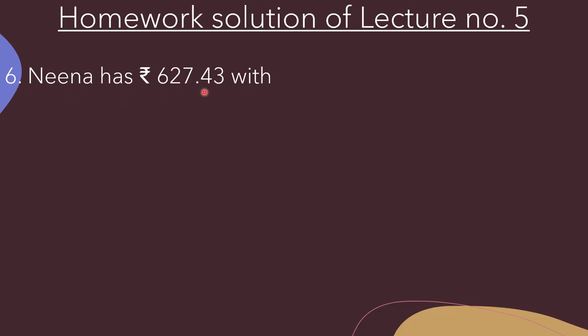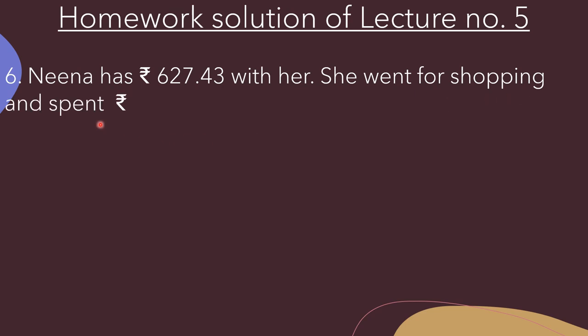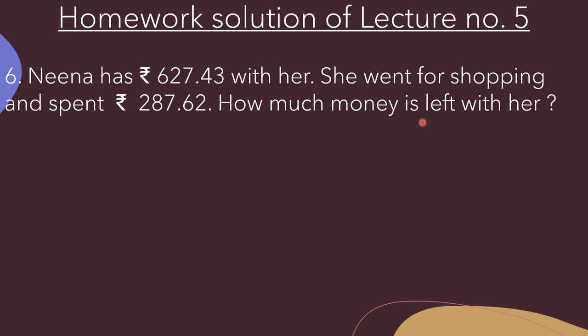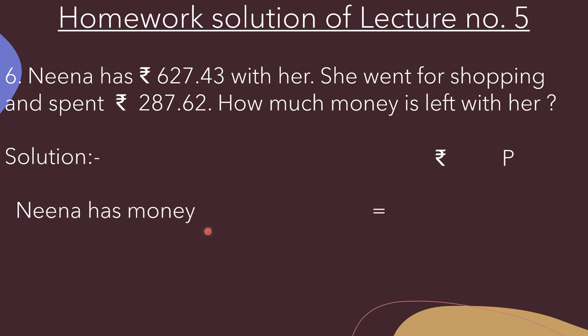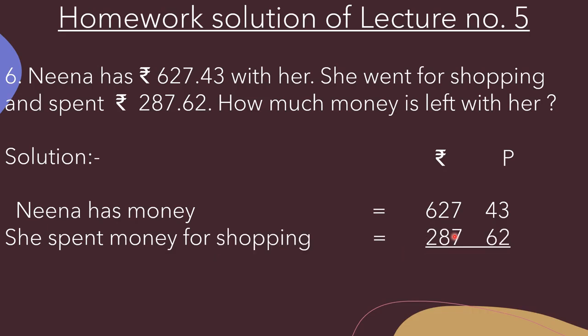Now question number 6. Nina has rupees 627.43 with her. She went for shopping and spent rupees 287.62. How much money is left with her? So to find out the leftover money, we need to subtract the given amounts. So here we will write first of all rupees and paise column. Then Nina has money, that is equal to 627 rupees and 43 paise. Now she spent money, that is equal to 287 rupees 62 paise.